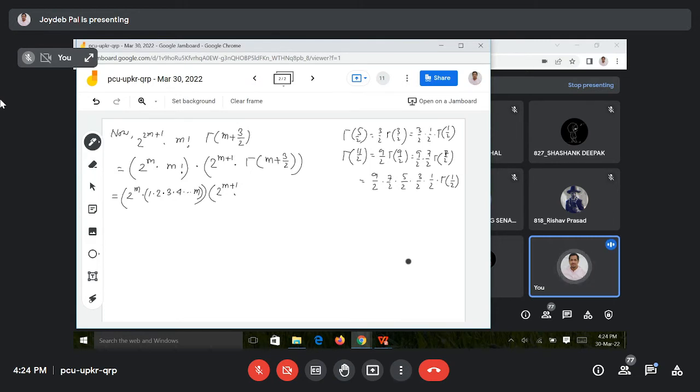So what I told is that whenever we are finding gamma of something by 2, its tail will be in that form, gradually decreasing in the form 5 by 2, 3 by 2, 1 by 2, and at last it is gamma half, right? You can start with another value also, say gamma of 15 by 2, you can do it. So the tail will be like that.